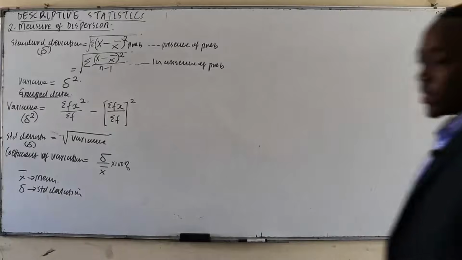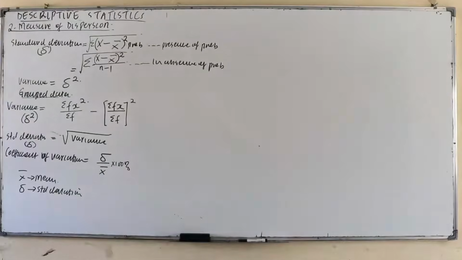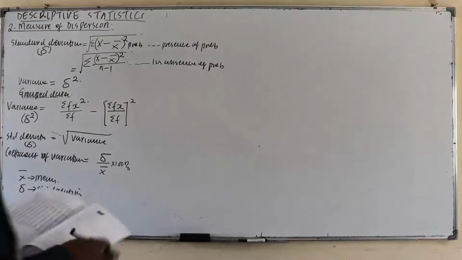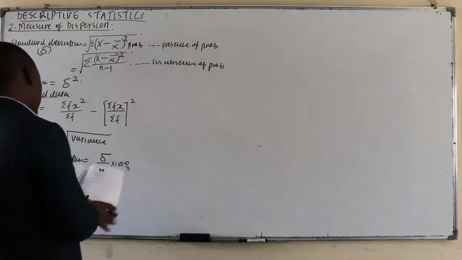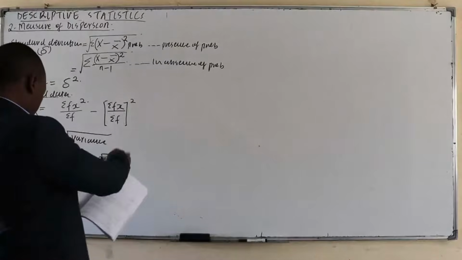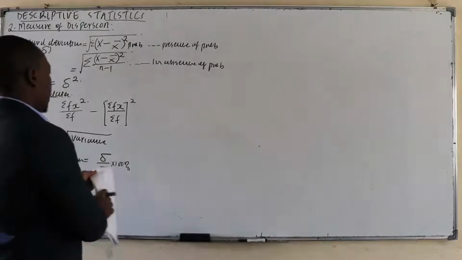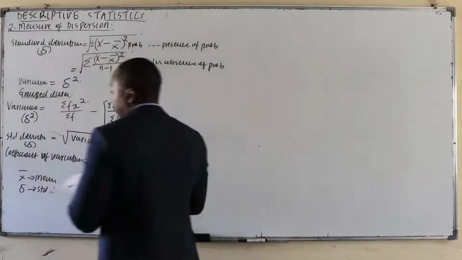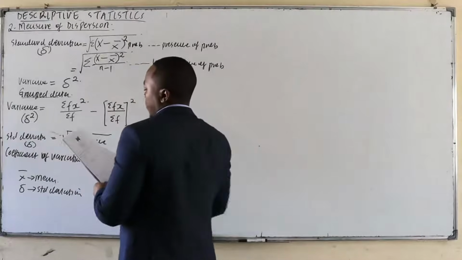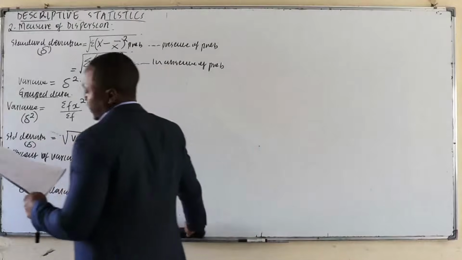I want us to do an illustration. Open with me December 2021, question 2. We have 2 Decembers: one was the pilot paper, the other one was the real paper. I'm talking about the real paper, not the pilot paper.